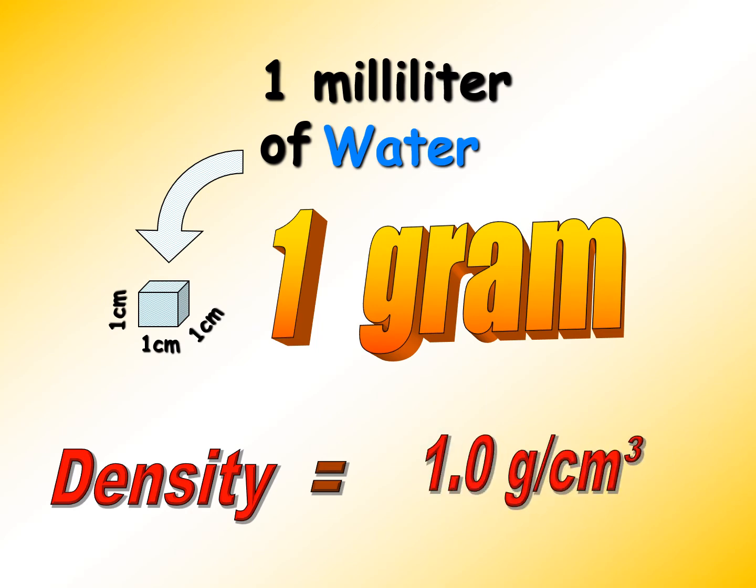And of course, you could also write that as 1.0 gram per cubic centimeter. We don't usually do that with liquids. We prefer to write them in milliliters, but just so you realize that is the same thing. So the density of water, you could say, is 1.0 grams per milliliter or 1.0 grams per cubic centimeter.